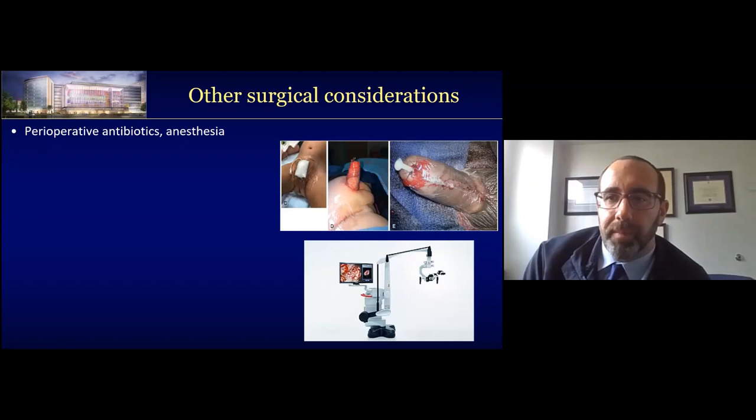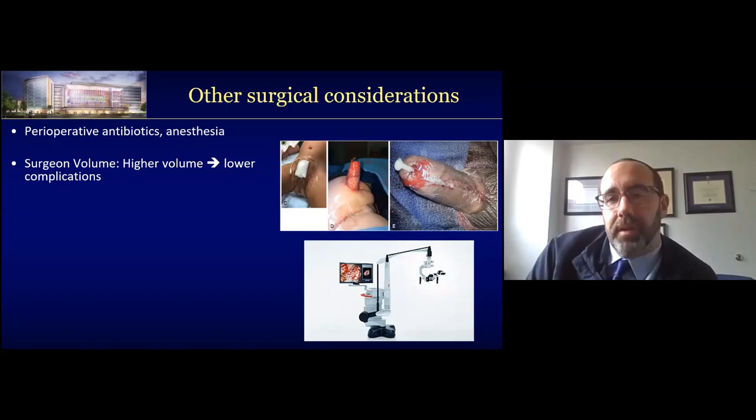There are conflicting reports in terms of the risk of caudal blocks causing penile engorgement and whether that leads to fistulas afterwards. The current theory is probably not, but it's something that's been debated back and forth for a while. Pudendal nerve blocks are a nice option, and we're using them more and more.